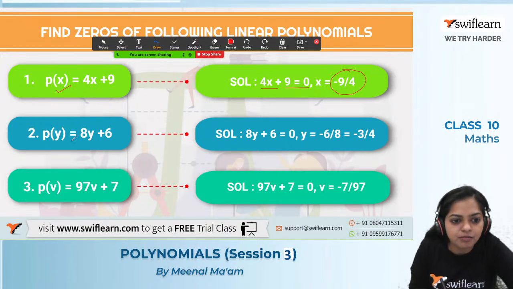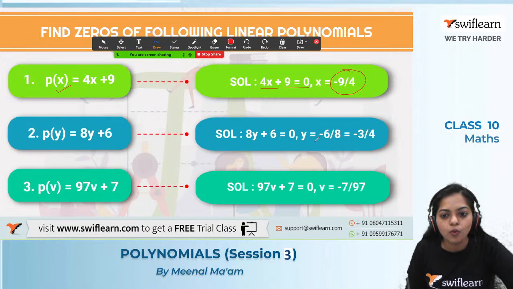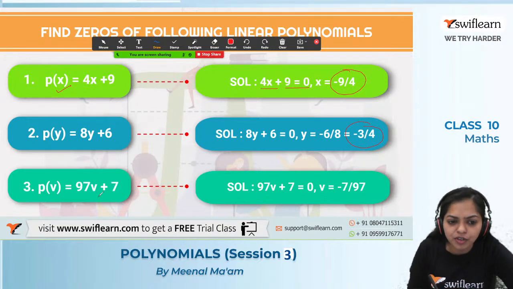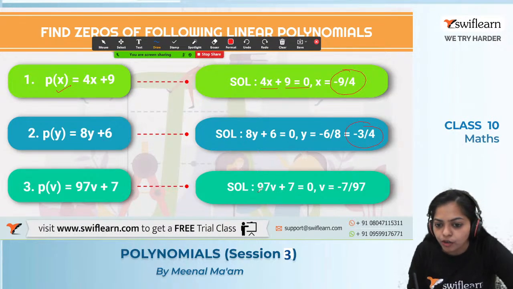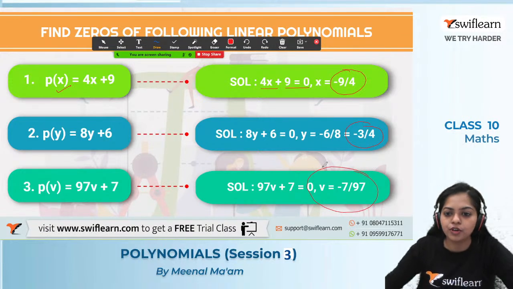Similarly, let's take an example for the second one. 8y plus 6 is equal to 0. So here y is nothing but minus 6 by 8, or if I simplify this fraction, I will get minus 3 by 4. Got it? And similarly for the third one, 97v plus 7. If I want to find the 0 of this polynomial, I will put it equal to 0, then v equals minus 7 by 97. So this is the 0 of this linear polynomial.